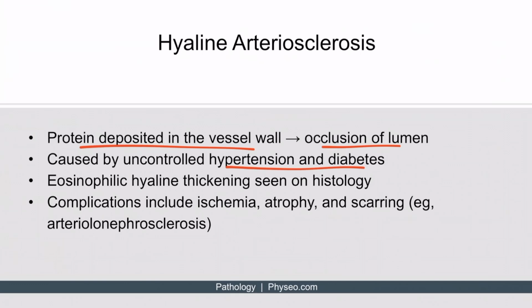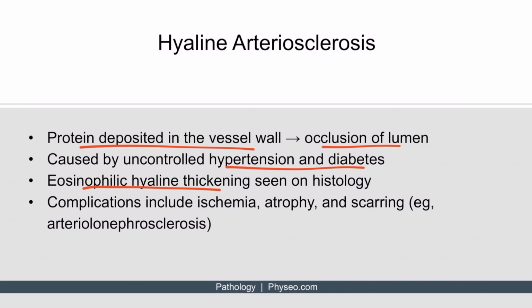With hypertension, the elevated blood pressure pushes protein into the vascular wall, and with diabetes, the glucose combines with protein through a process known as non-enzymatic glycosylation. This causes weakening of the blood vessel wall and allows protein to enter the wall. Eosinophilic hyaline thickening can be seen on histology when stained with a periodic acid-Schiff stain. I'll show you a picture of this in a second.